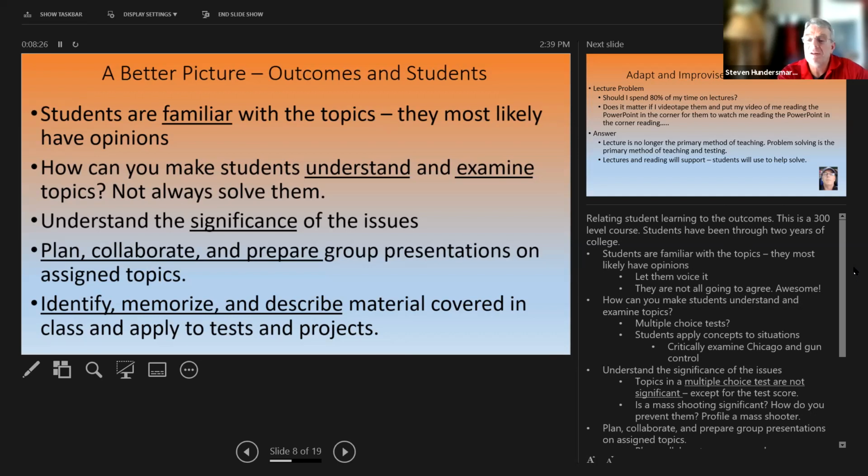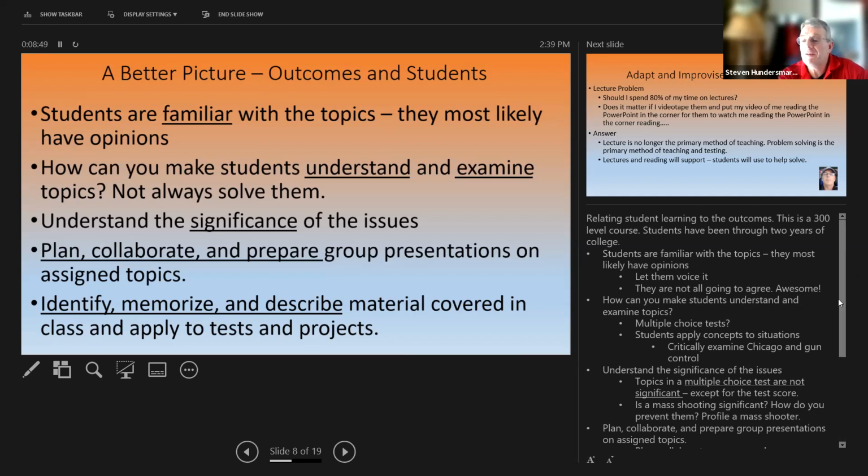Understand the significance of the issues. Again, my contention is a multiple choice test isn't significant to them, except for the test score. But if you take a mass shooting and they have to go and profile a mass shooter and figure out how to try to prevent a mass shooting, then it becomes significant to them.